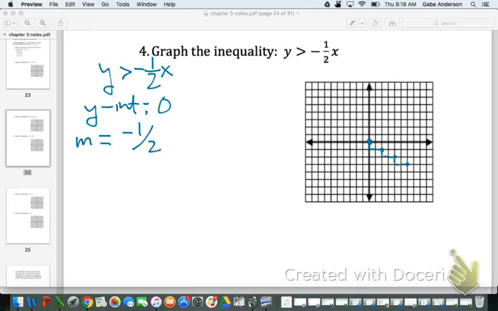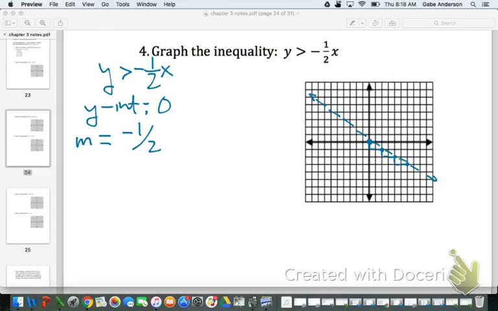So here is my attempt at that. I guess technically what I'm doing is more of a dashed line, isn't it? There we go. You guys have something similar?